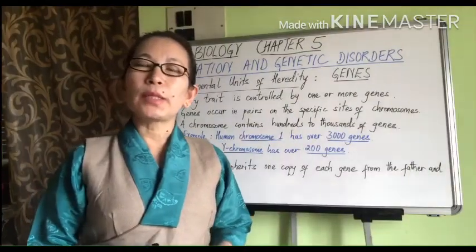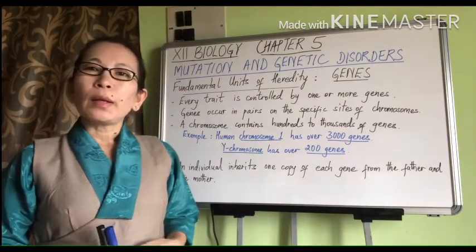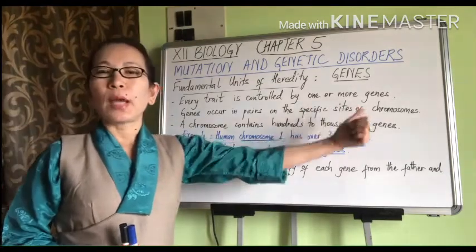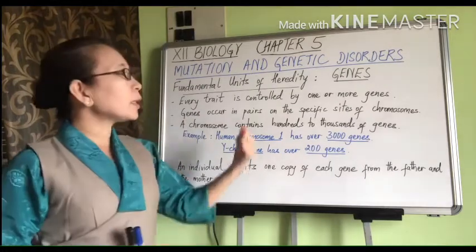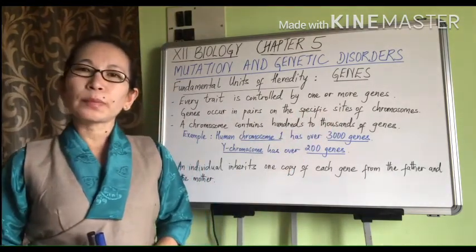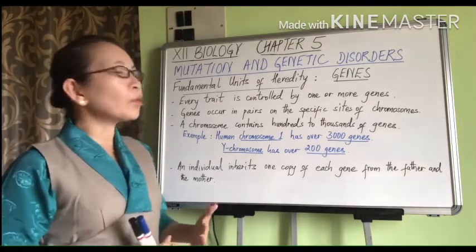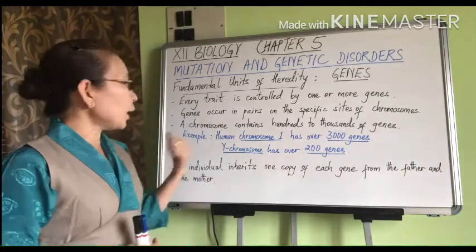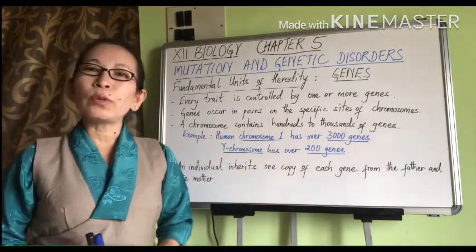As we have studied in this chapter, each and every trait in an organism is controlled by one or more genes. And we also know that genes occur in pairs, and these are located on specific sites of chromosomes. Now, an individual can have a gene in homozygous or heterozygous combination. And in each chromosome, we can expect hundreds to thousands of genes.